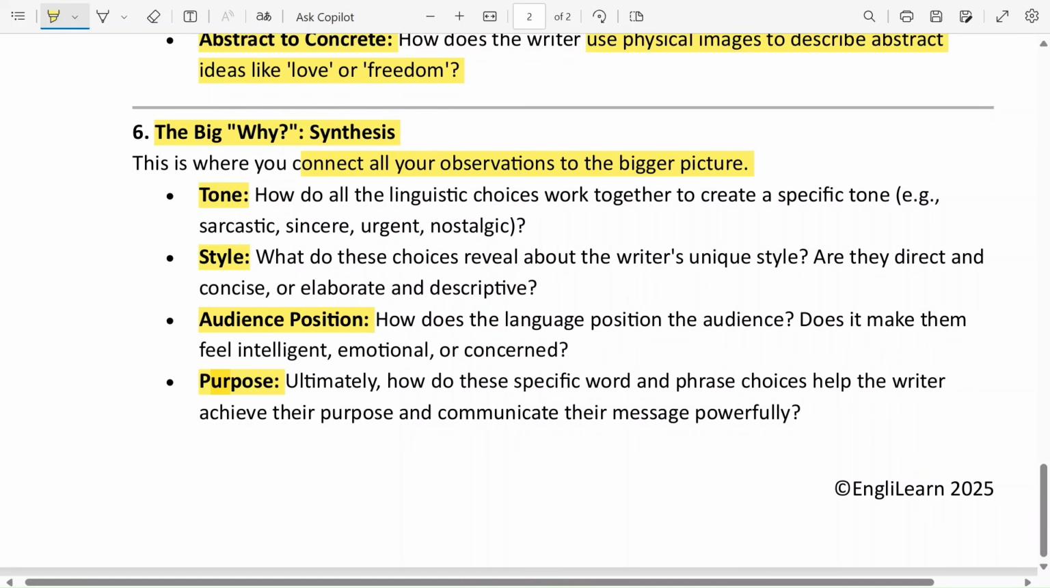So, there you have it, your comprehensive guide to analyzing language. Remember, the more you practice, the more these techniques will become second nature. Again, you won't have this in your exam. It's going to serve as a way to practice and to analyze language in really great detail.